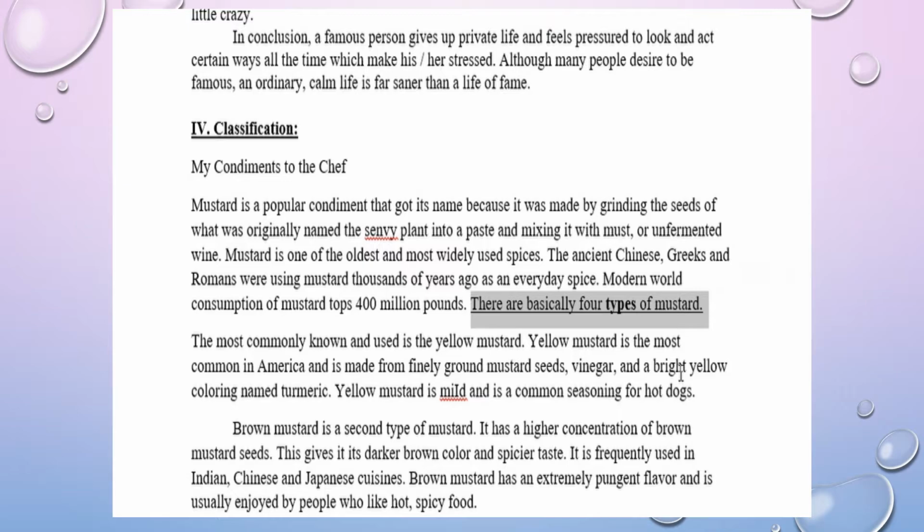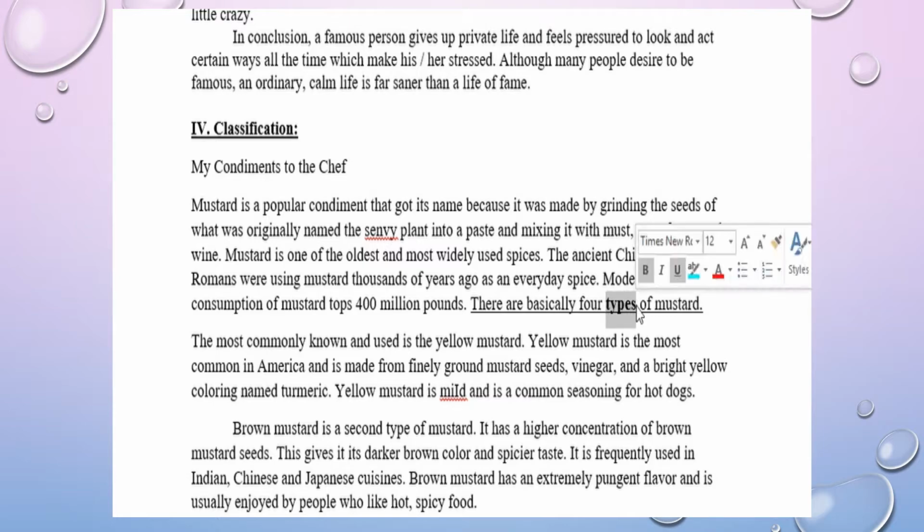Each main idea of the body paragraph, and when I say main idea, I mean topic sentence. When I say topic sentence, I mean main idea. So each topic sentence or main idea of the body paragraphs will relate back to the overall thesis. Okay, so here there are basically four types of mustard. Okay, the word types indicate that this is the classification pattern.